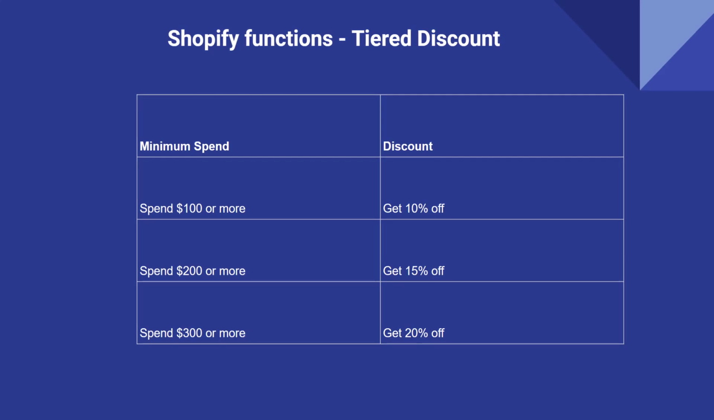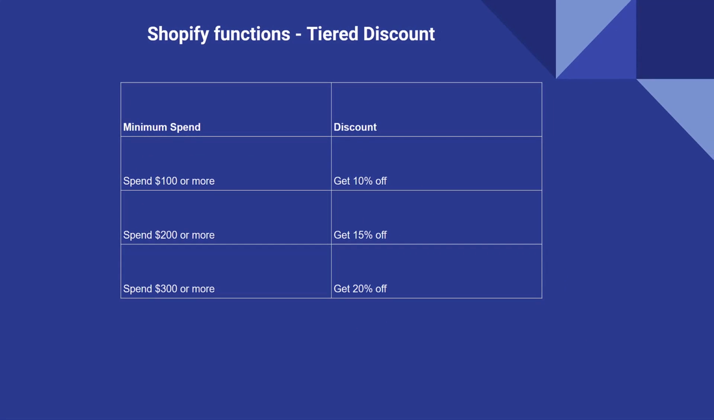Hi everyone. In this video, I'm going to show you how to implement tier discount by spend using Shopify Functions. This is a powerful way to offer dynamic discounts to your customers based on how much they spend. So our requirements are: spend 100 or more, you will get 10% off. Spend 200 or more, you will get 15% off, and spend 300 or more, you will get 20% off.